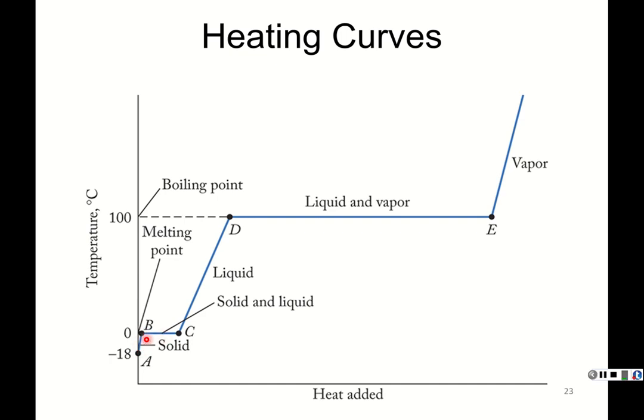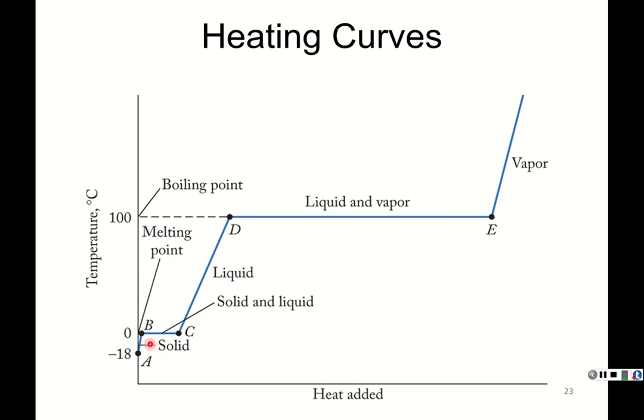Then you come to these flat horizontal parts in this plot. You're still adding heat, right? We're still walking along this x-axis, so we're increasing heat, but the temperature isn't changing. What's happening here is your solid water, solid ice, is turning into liquid water. So this right here is a phase change. You're adding heat, you're not changing the temperature, but what you're doing is changing the phase.